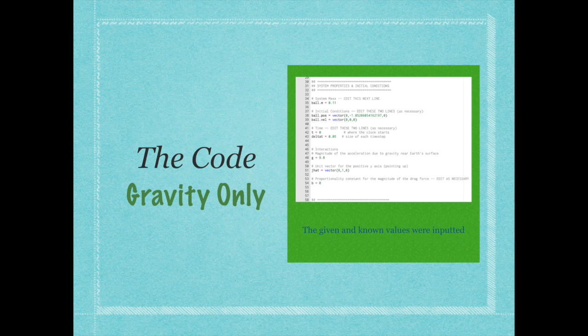Gravity, the code. Here we basically have all the initial positions. So we have the mass, the ball's initial position, initial velocity, the initial time, the delta t, which I decided to do 0.05, and then the gravity constant, the j hat, which is only in the y component because that's all that's going to be affected in this lab. And then for this one we have B equals 0 because there is no drag force for this code.